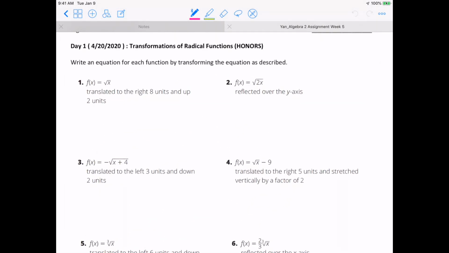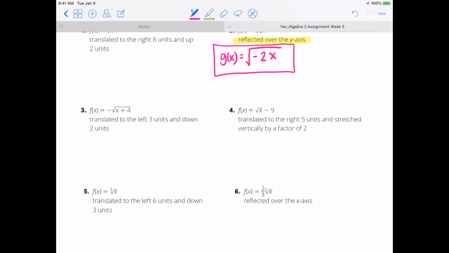Look at number 2. If you have originally the square root of 2x, and they want you to reflect over the y-axis, go back to your notes. We reflect over the y-axis, which means we put a negative inside the square root. Then we just drop down everything else, 2x. You can label this as g of x. And that's your answer. Okay, let's do another one.